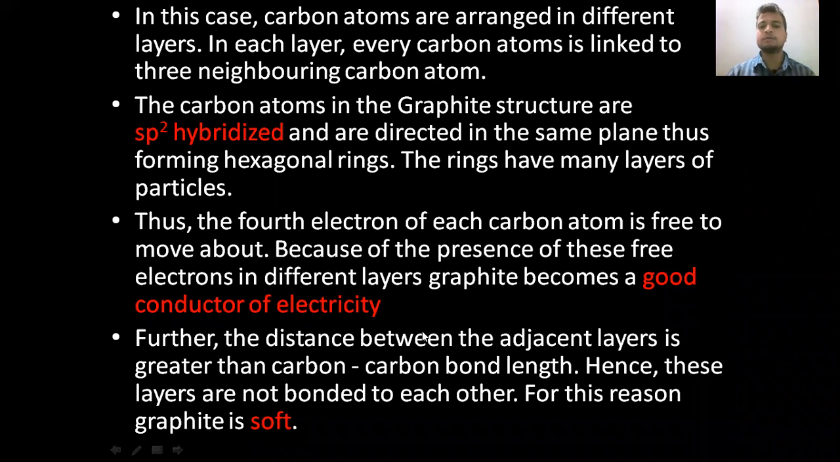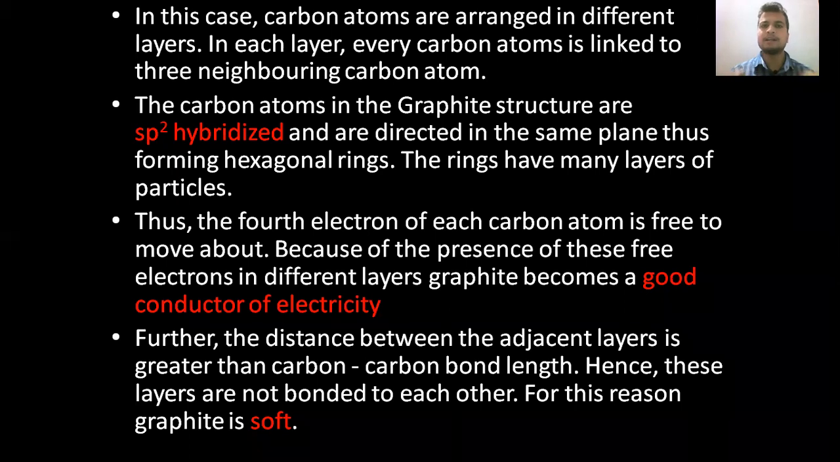Further, the distance between the adjacent layers is greater than the carbon-carbon bond length. Hence, these layers are not bonded, as I have told you, to each other. For this reason, graphite is soft. So remember, that is the basic difference between diamond and graphite.